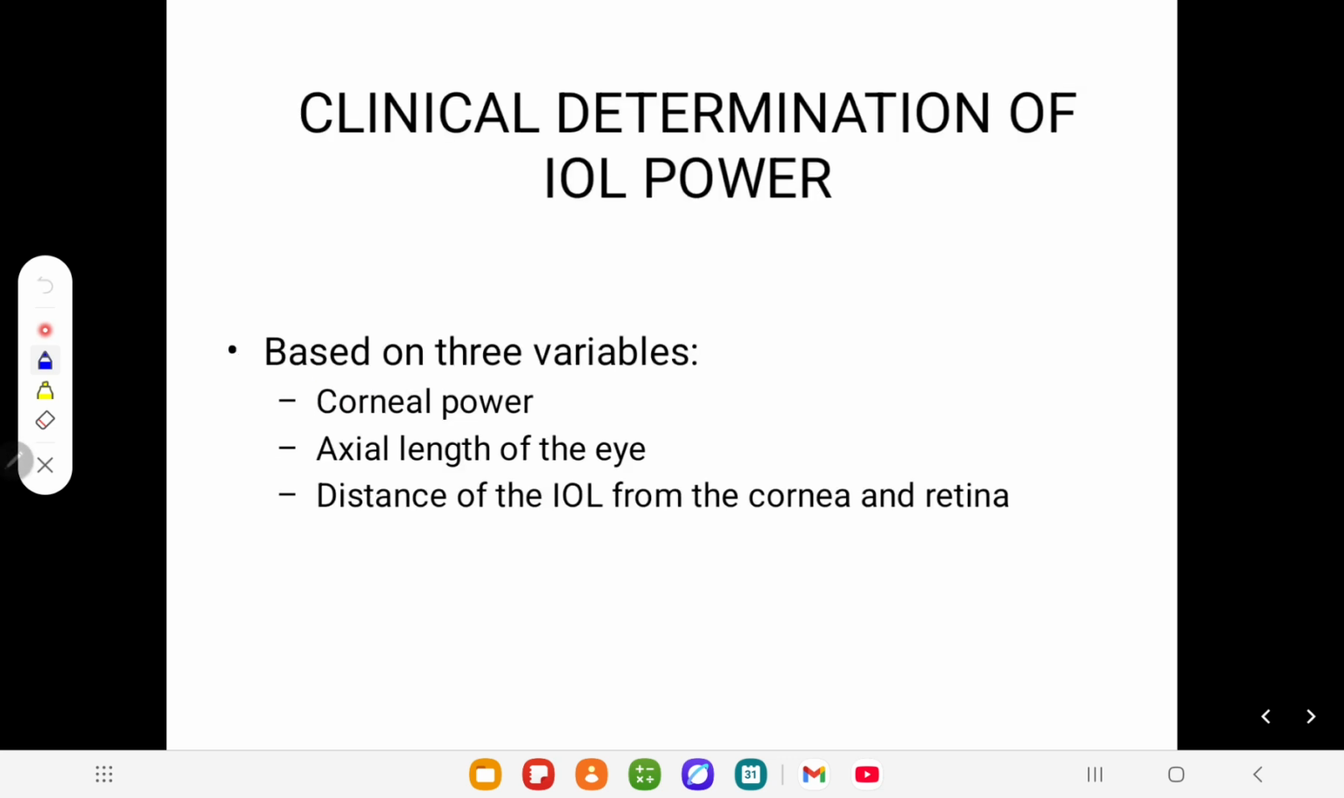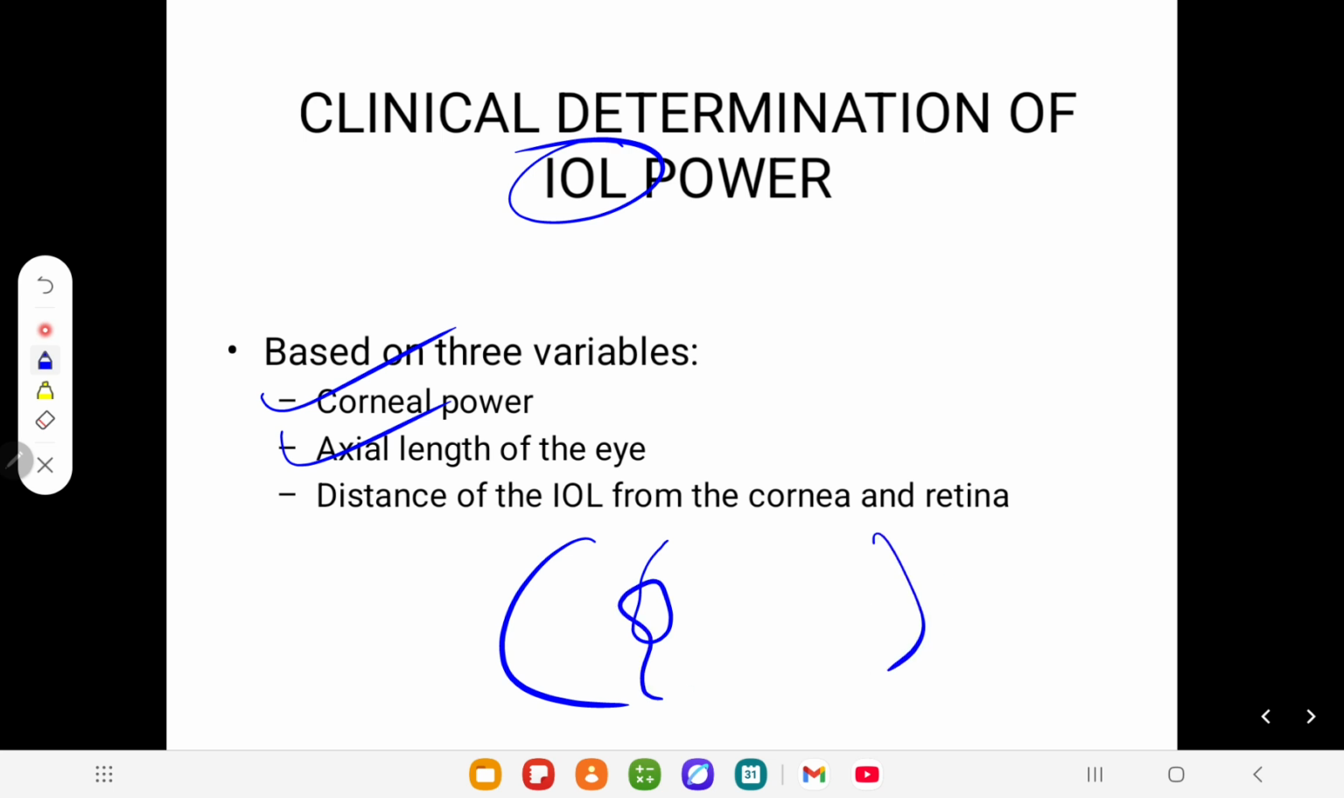So let it be. Then let's move forward with the IOL power calculation. Based on the three variables I have already talked about: corneal power, axial length, and the distance of the IOL from the cornea and the retina. Basically, here is the IOL, let's say, and the distance between the cornea and the lens matters, especially these two, because cornea and IOL both are optical elements, and the distance between optical elements matters.